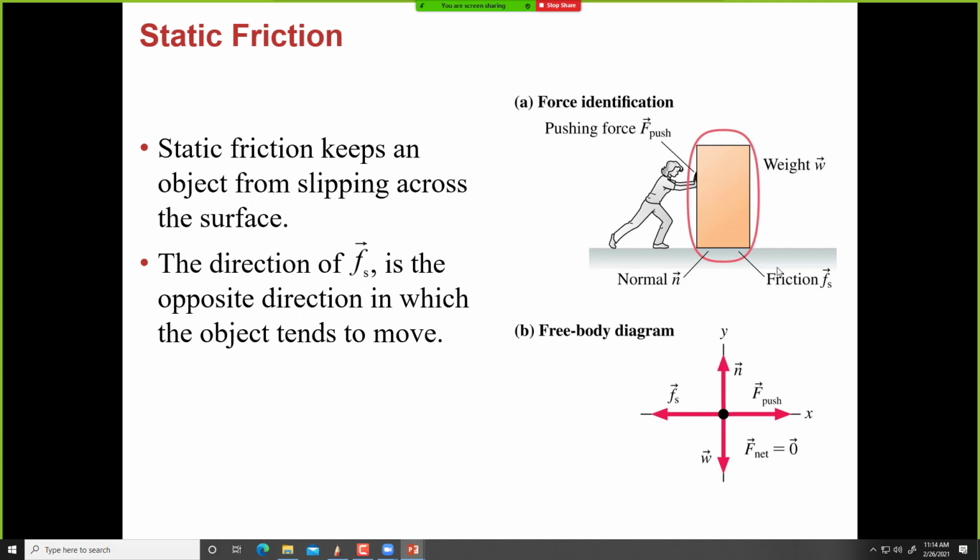And when the box is not moving, the friction is static friction. You see here this small f sub s, that's the static friction. It's opposite to the direction of the potential motion. Okay? So if there were no friction, the object would move to the right. Okay? But because of the friction, it's not moving. So that means this friction is opposing this force.